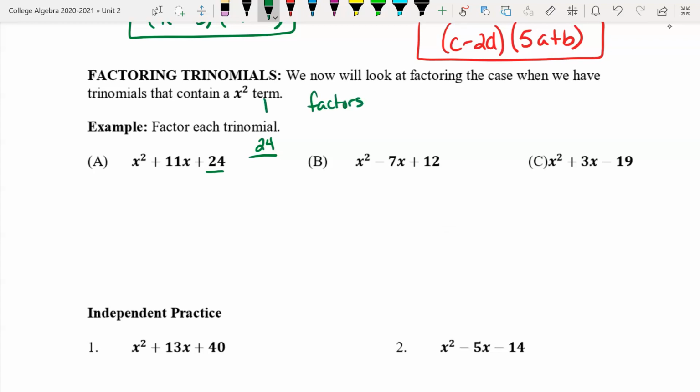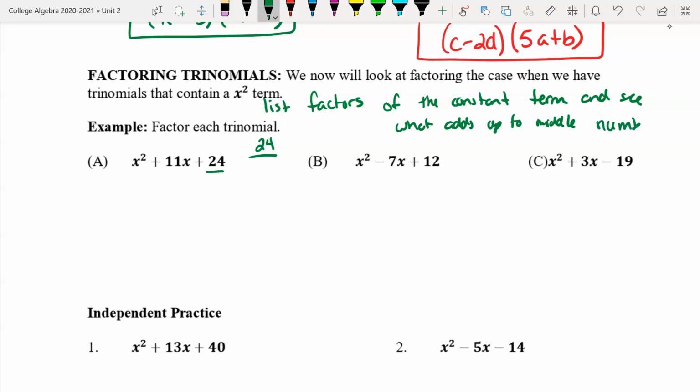So you list the factors of the constant term and see what adds up to the middle number. If I did the factors of 24, we got 1 and 24, 2 and 12, 3 and 8, 4 and 6. Which of those is going to add up to 11? Well, hopefully you said 3 and 8. And because they're both positives here, I'm going to break it into x plus 3, x plus 8.